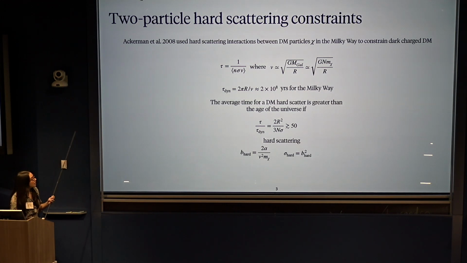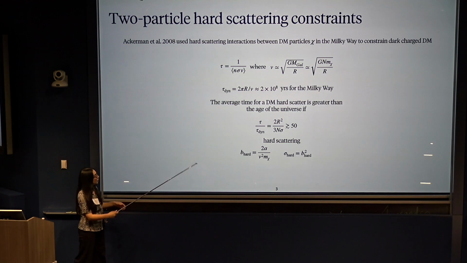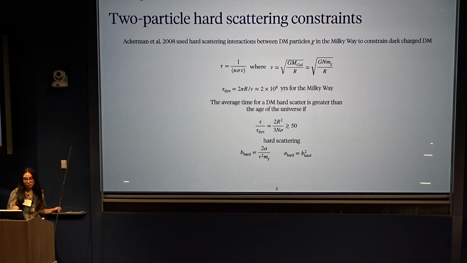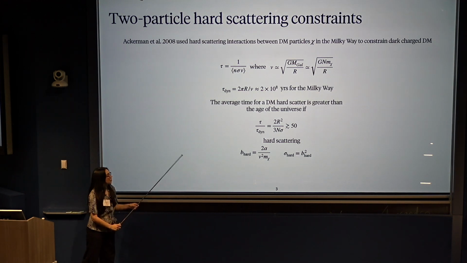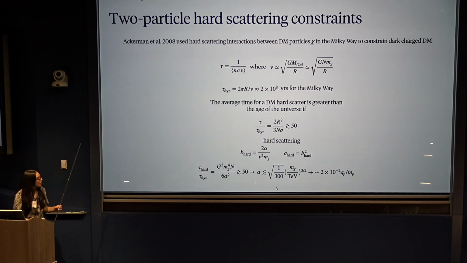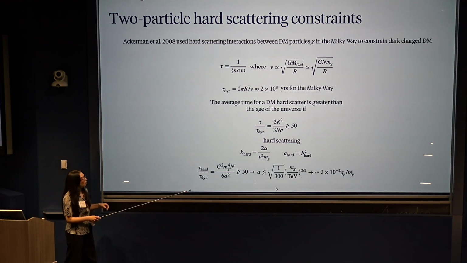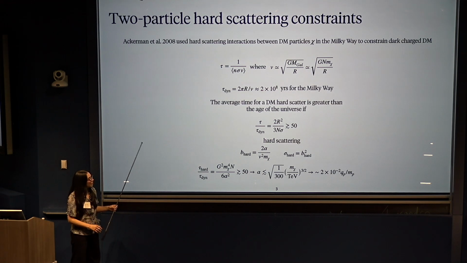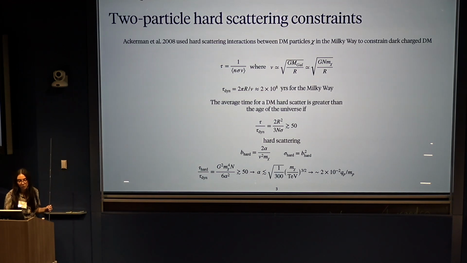And then they get basically the impact parameter by saying that they want the kinetic energy to be equal to the potential energy. And then from that, they get the hard scattering cross-section as just b squared of this impact parameter. And putting this all together, what they end up getting is a constraint, which roughly is 10 to the minus 2 charge to mass ratio of the proton. And so this is basically limiting there to be no hard scatterings within the age of the universe in the Milky Way.